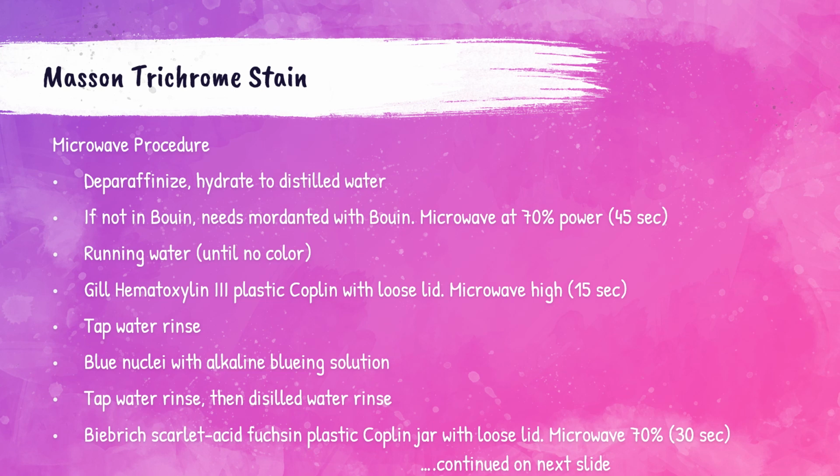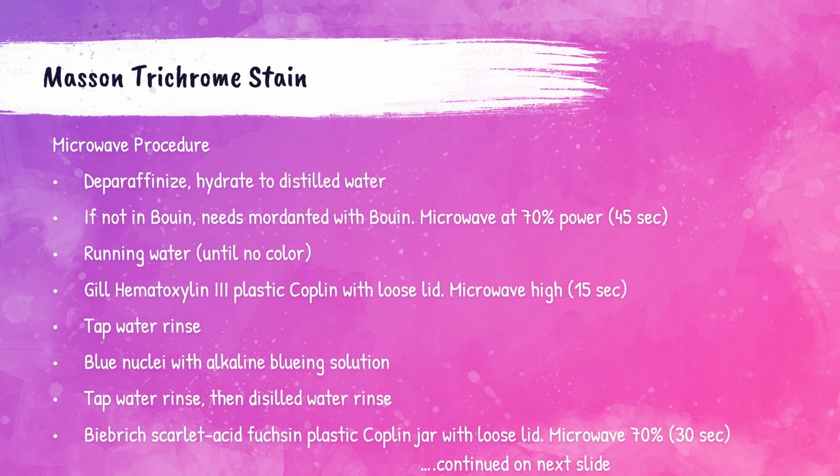So then the tissue section needs to be rinsed in running water until it has no color to it. It then needs to be placed in Gill's hematoxylin 3 in a plastic Copeland jar with a loose lid. And this Copeland jar then needs to be microwaved on high for 15 seconds and then rinsed with tap water.